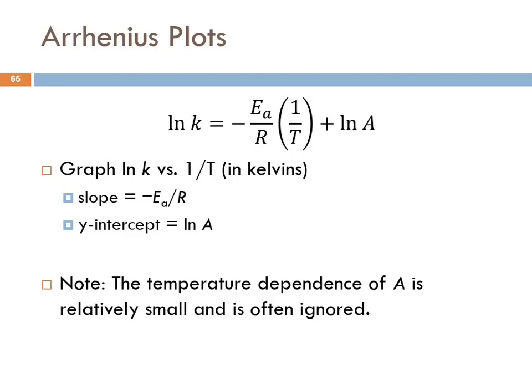Well, what was A again? Remember? The frequency factor. How many times per second does this reaction approach the energy barrier? That actually does have some temperature dependence, but it is very small compared to the temperature dependence of the exponential factor. And so oftentimes we just ignore that temperature dependence. So A is going to change slightly with changes in temperature, but it's small enough that most of the time we can ignore it.